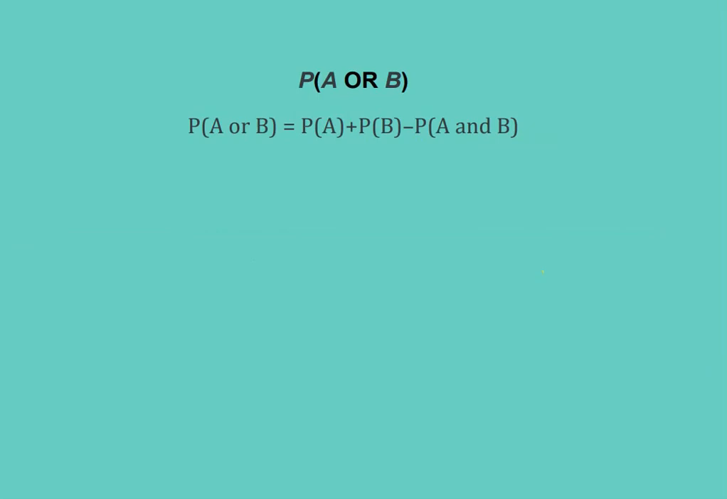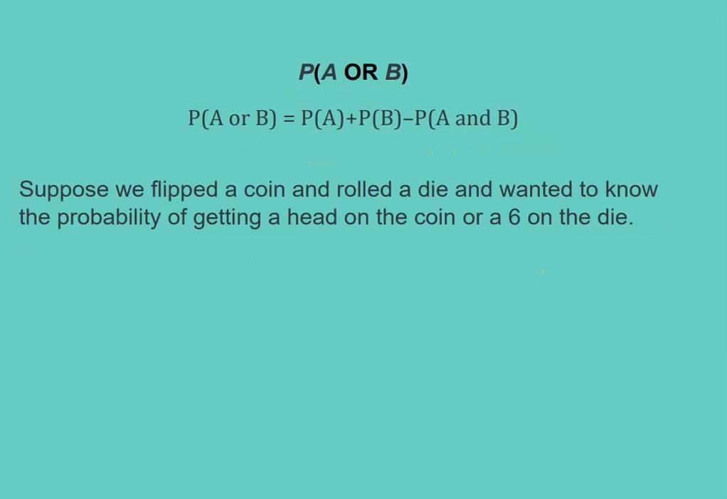To find the probability of one event or the other event happening, we take the probability of the first event plus the probability of the second event and subtract any overlapping events. I'll show you what I mean by this example.